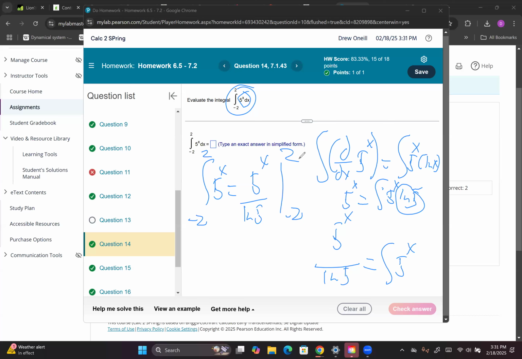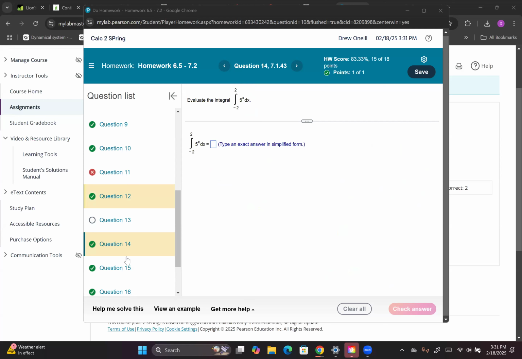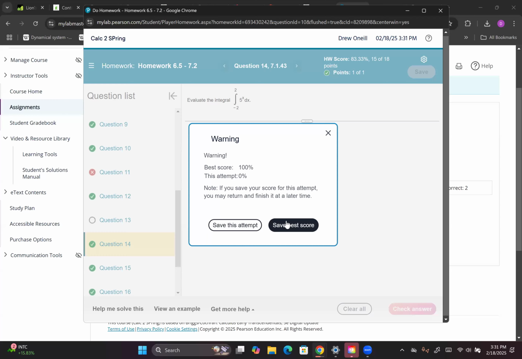Okay, so you see that trick? So I'm using sort of reverse calculus, right? Reverse derivative to get the antiderivative. And then you plug in, right? So it's going to be 1 over ln 5 times 5 to the 2, plugging in the exponent, minus 5 to the -2. And you can actually type that as your answer, and it'll be right. Okay. All right, so that is 7.1.